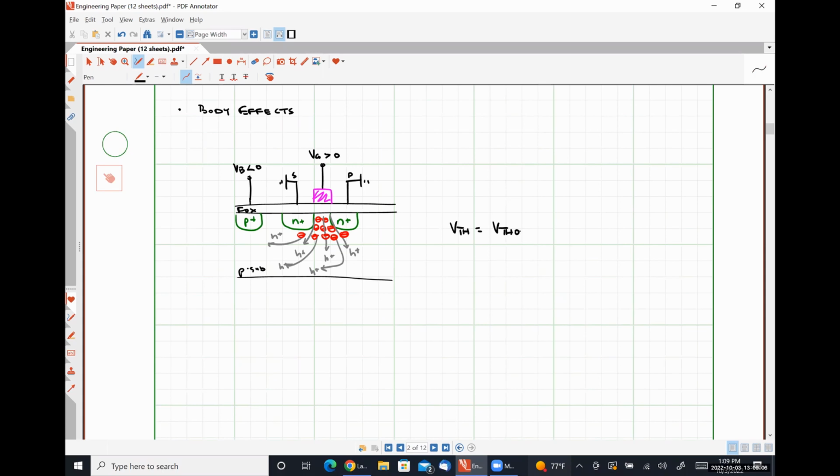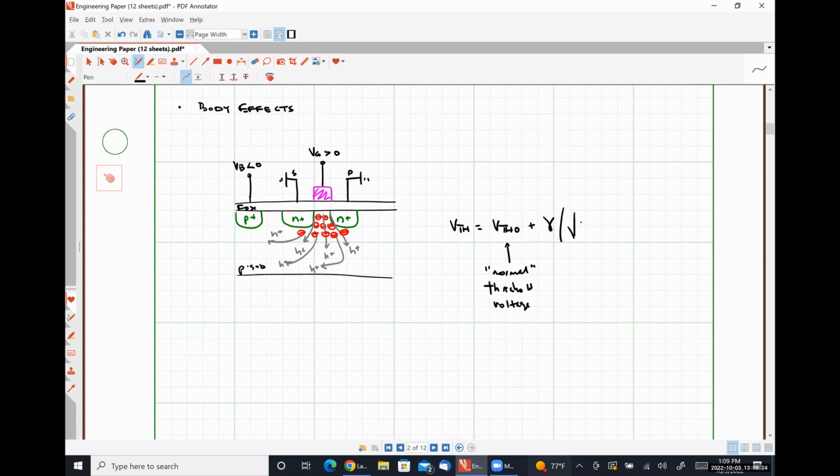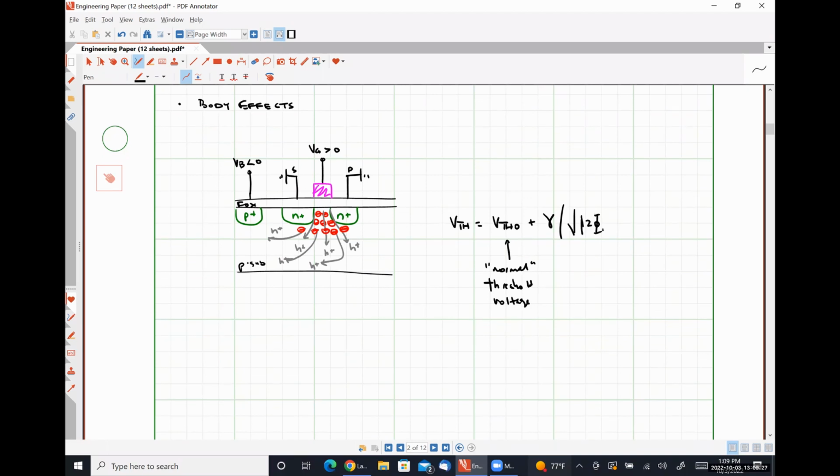VTH naught, where this is our normal threshold voltage, plus gamma times the square root of 2 phi f plus VSB, where this voltage VSB is a DC voltage, so I'm using capital letters for my subscripts, minus the square root of the absolute value 2 phi f.